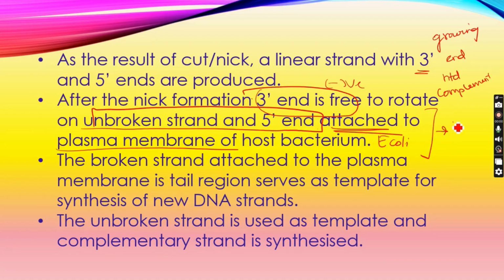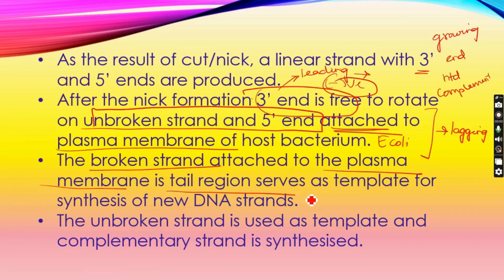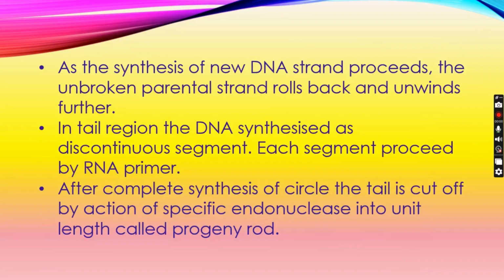At the 5' end, a lagging strand is synthesized, but at the 3' end, it synthesizes the leading strand, which is complementary to the negative strand. The broken strand attached to the plasma membrane serves as a tail region and becomes a template for the lagging strand. The unbroken strand acts as a template, from which a complementary strand of the positive strand is synthesized. Therefore, as the circular strand rolls back, it is known as the rolling circle model of replication.